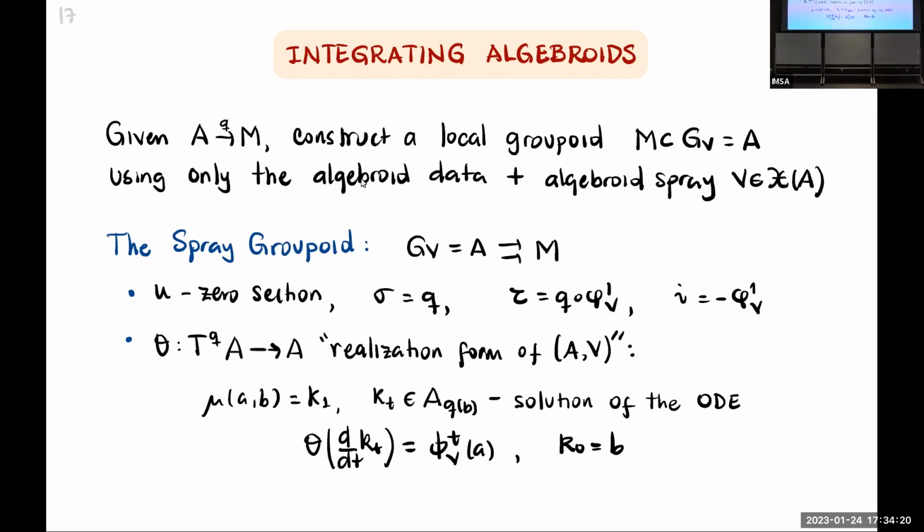The multiplication, which I will describe later on, will be given by an ODE in terms of this form that will play the role of the Pfaffian form, and it's called the realization form. I will tell you how to construct it. And this ODE only depends on this realization form. I told you that this realization form will play the role of the Pfaffian form, so let's see what we should get there.